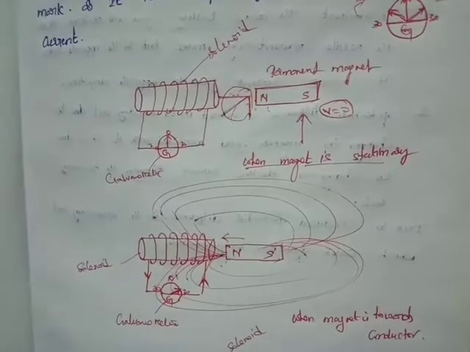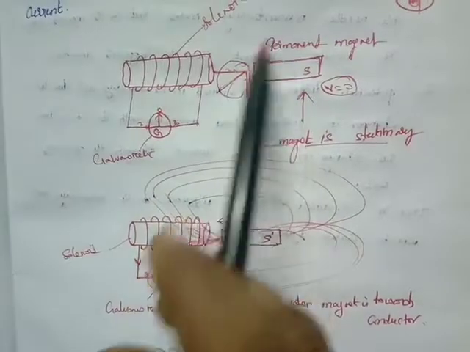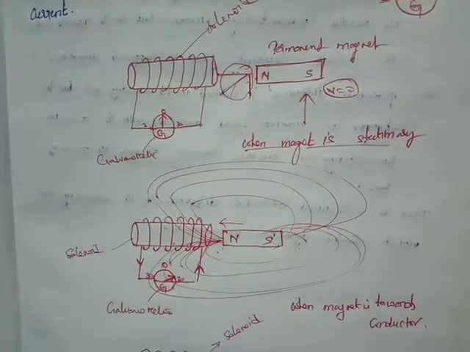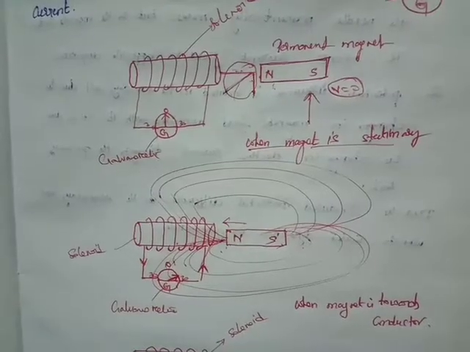Clear? If it is reversed, the force is exerted upward. The current direction is upward, and the magnetic field is in the same direction, and the force is like this. Clear? So you have to learn electromagnetic induction through this process.